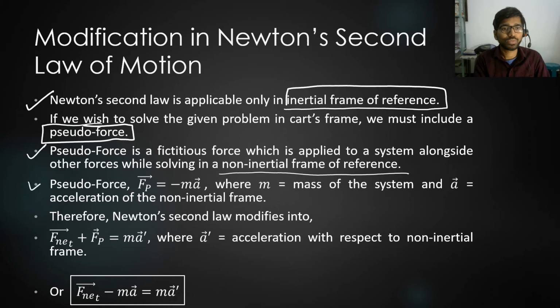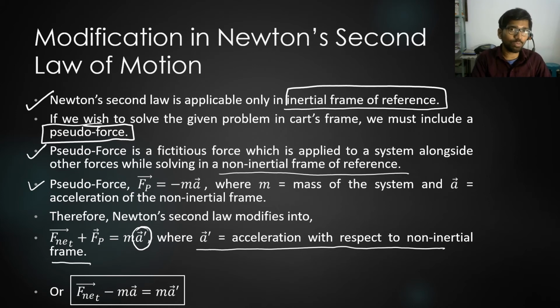And therefore Newton's second law will modify into: the net force F plus the pseudo force equals ma dash. And what is this a dash? A dash is the acceleration of the system with respect to the non-inertial frame of reference. For example, in the given problem, if we sit in the cart, we can see that the bob will appear to be at rest with respect to the cart's frame. Therefore, a dash will be equal to 0 in the given problem. Therefore, Newton's second law modifies into net force minus ma equals ma dash. Okay, let's move to the next slide.